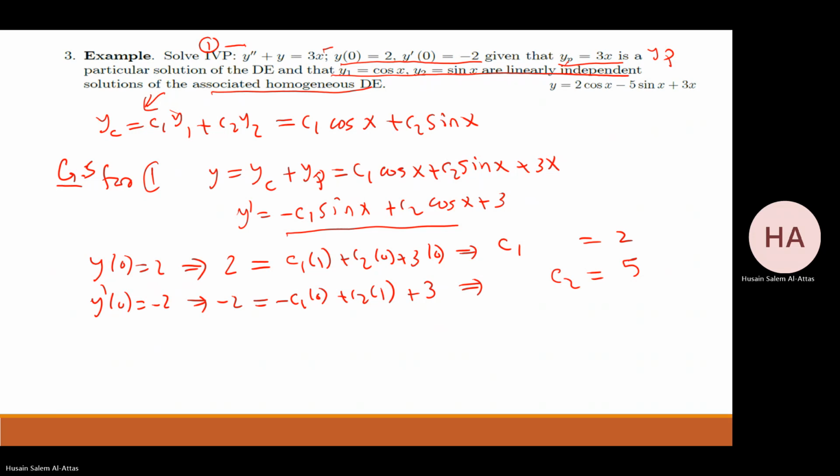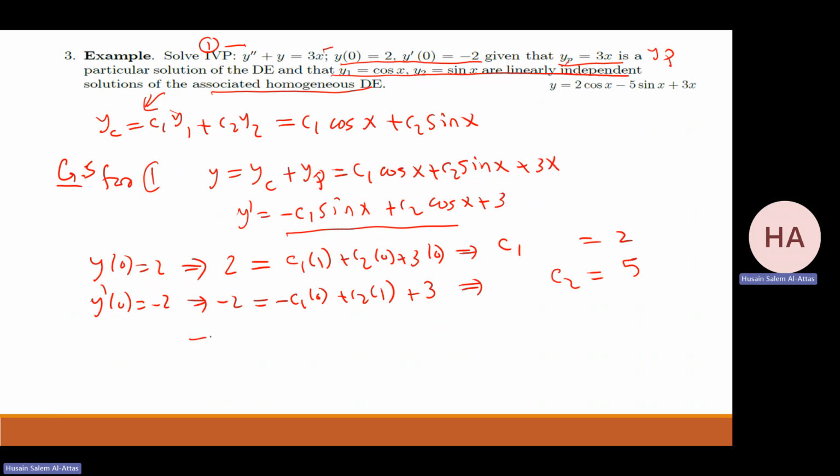Is it 5? Yeah. 5 or minus 5. 2. Now this is the derivative: minus C1 sine X plus C2 cosine X. This is plus 3. So substitute at 0. Cosine 0 is 1. This is minus 2. Y prime is equal to minus 2. So it's 5, not minus 5.